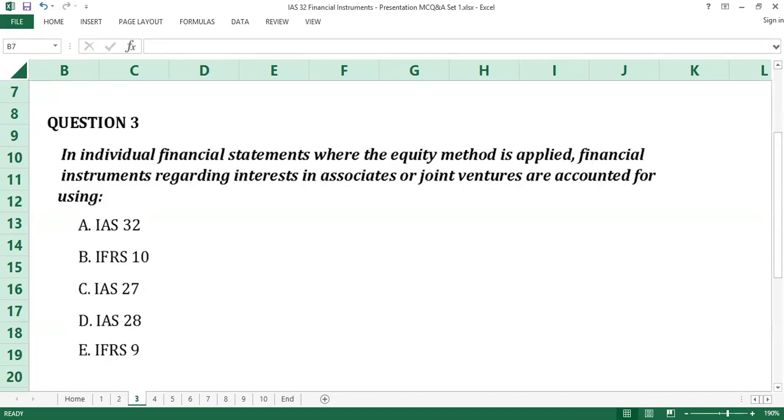Question number 3. In individual financial statements where the equity method is applied, financial instruments regarding interest in associates or joint ventures are accounted for using dash. A. IAS 32, B. IFRS 10, C. IAS 27, D. IAS 28, E. IFRS 9. Time counts.